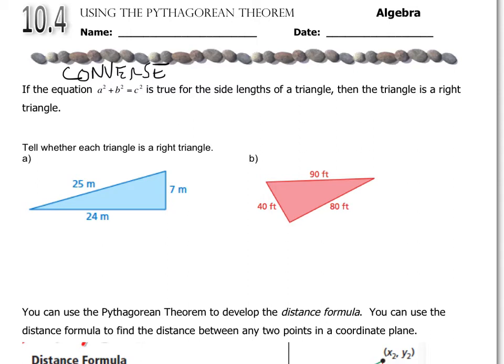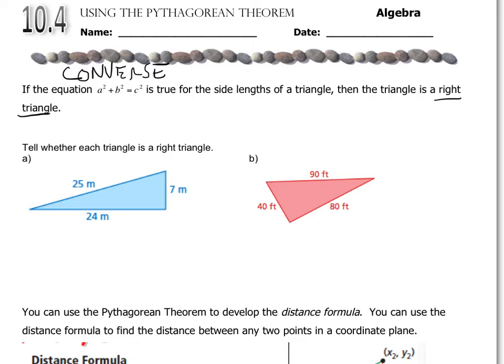is also true. The converse says if the equation a squared plus b squared equals c squared is true or works for the side lengths of a triangle, then we can make the assumption that it is also a right triangle. So this is important for a lot of cases. When we get any kind of three sides of a triangle, whether we have a picture or not, whether we are told there's a right angle or not, we can use the Pythagorean theorem if we know the three sides to prove if it is a right triangle or not.